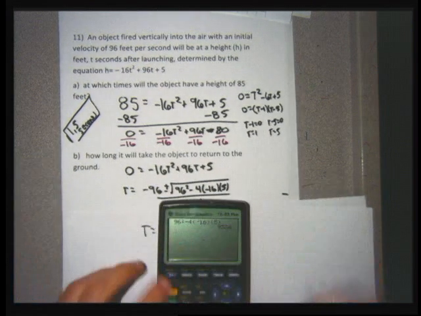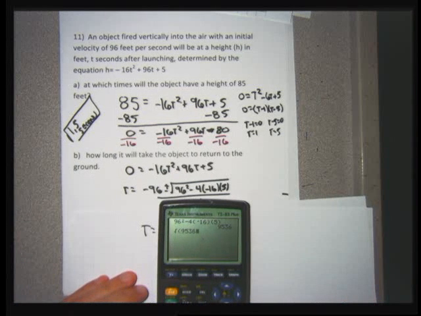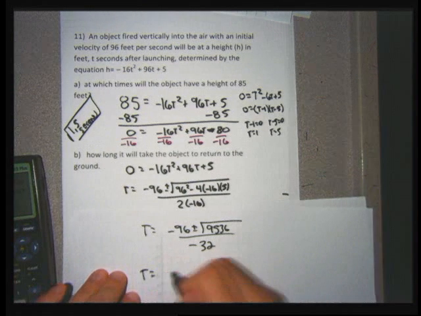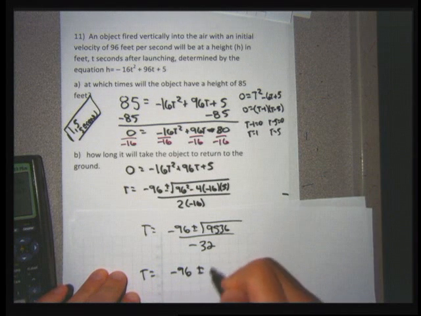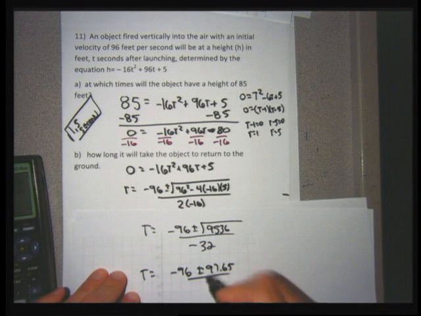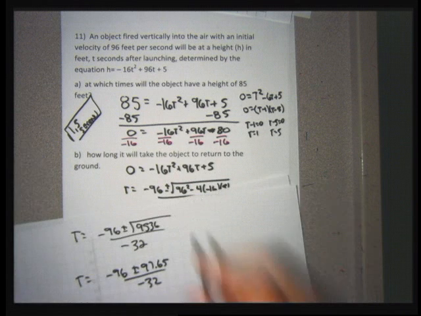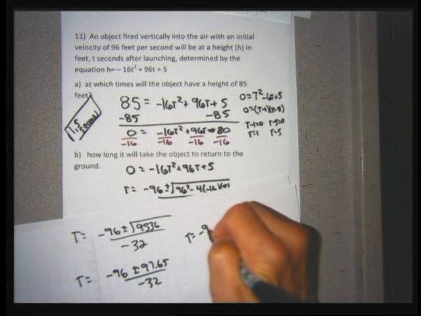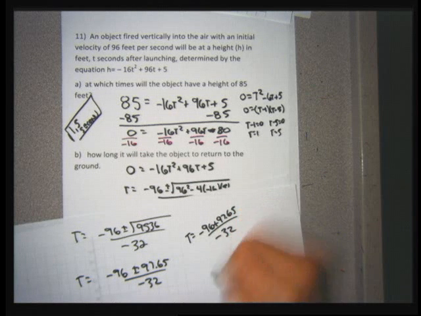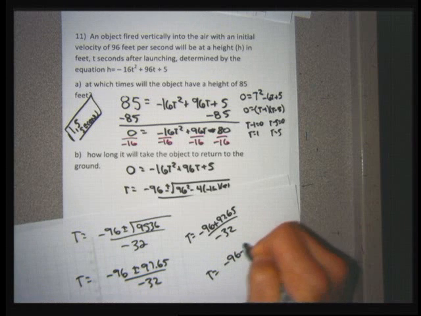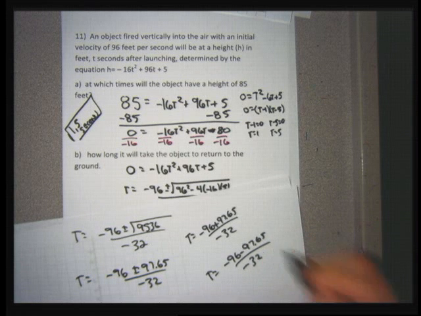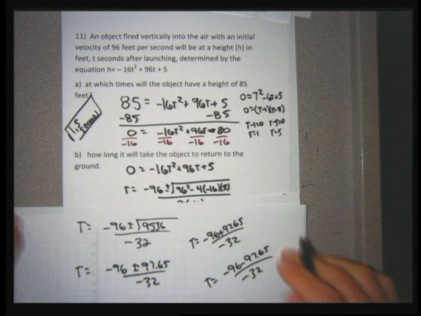I'm going to do the square root of 9536, evaluate it to 2 decimals. I get 97.65. So I get t equals negative 96 plus or minus 97.65 over negative 32. Make the separate problems, one with the plus, one with the minus. One is going to be negative 96 plus 97.65 over negative 32. The other is going to be negative 96 minus 97.65 over negative 32. Those are the times where the object would be at ground level.